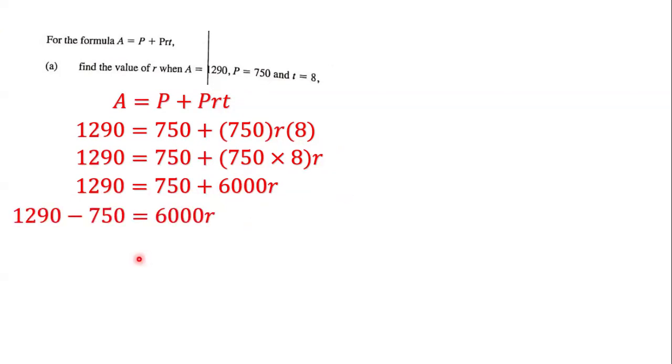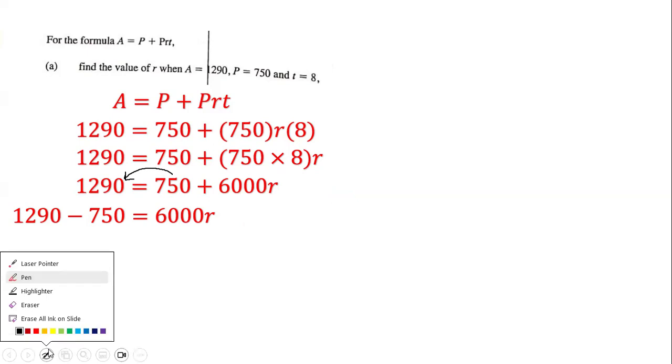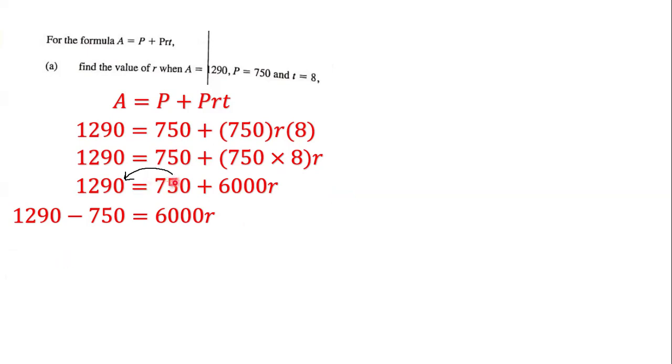Next, what we do? We take the 750 and we send it over the equal sign. It was a positive 750, but when we send it over the equal sign, it becomes a negative 750. And so we have 1,290 minus 750, and that's going to be equal to 6,000 R. Next, we subtract. What is 1,290 minus 750? Well, that gives us 540.